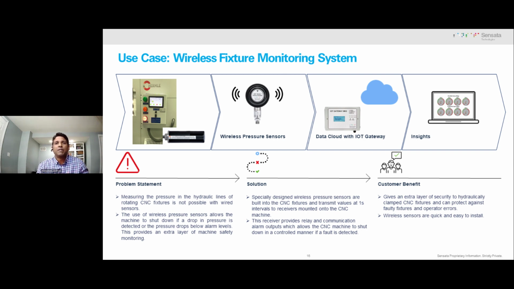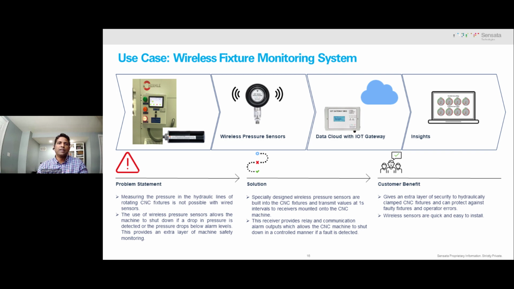And the IoT gateway was repurposed as a receiver with display. And also we provided cellular signals for the cloud storage. So when in operation, each transmitter sends the parameter values such as the battery status, the fixture number, and transmitter serial number to the receiver on the other end every second. And if there is a loss or change of fixture pressure or load, the receiver can trigger an automatic control shutdown of the machine through the machine's PLC control system. It provided an extra layer of machine safety monitoring.